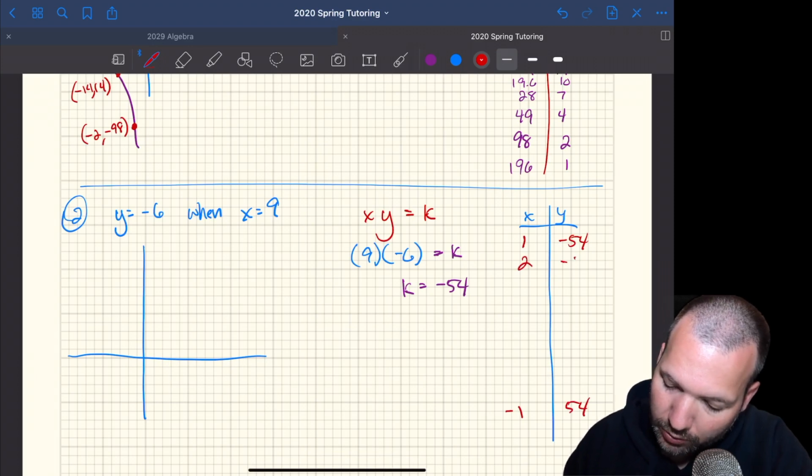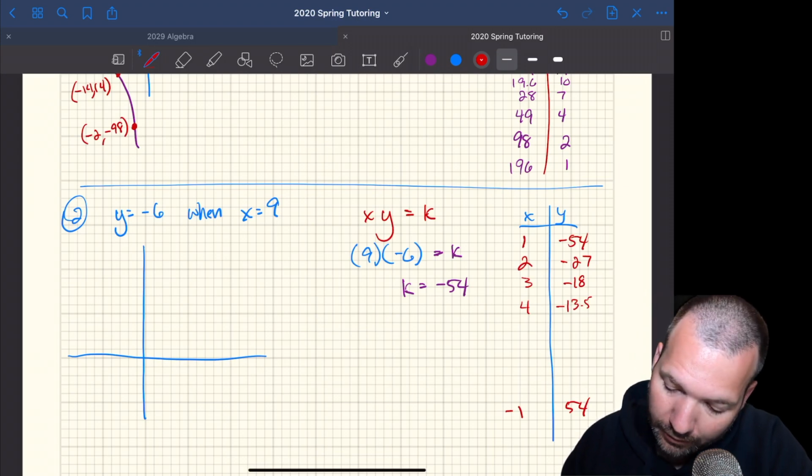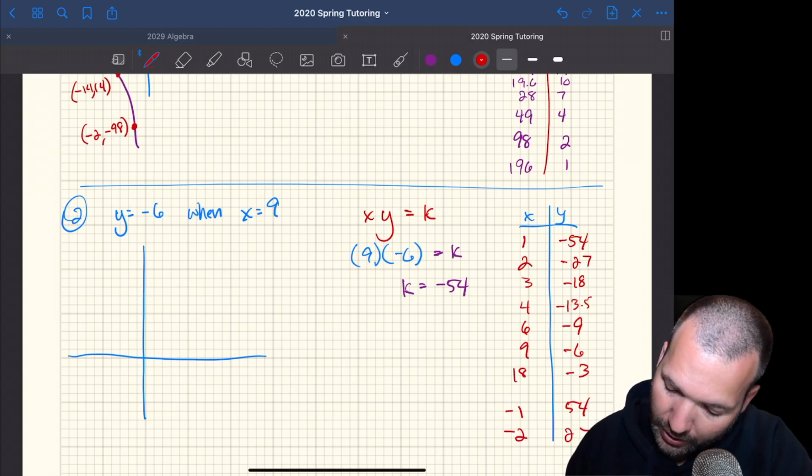Of course, things like 2 and -27, 3 and -18, 4 and -13.5. Again, there's no special reason we have to use only integers. We could even use irrational numbers, though I won't, but we could. 5 would work, but I'm not going to mess with it here. 6 is a little bit easier. 6 and -9, 7, 8, and then we would start switching around. 9, -6, 18, -3, or some of these negative ones, -2, positive 27.